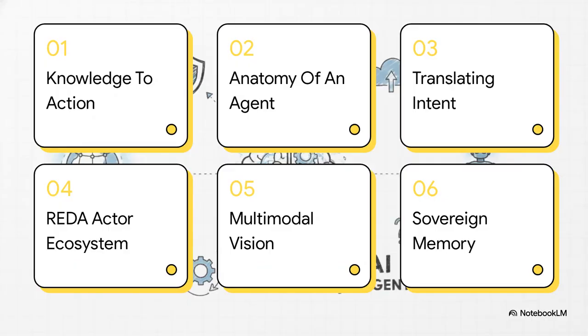Real quick, here's our roadmap for today. We're going from knowledge to action, checking out the anatomy of an agent, translating intent with AWL, the RITA actor ecosystem, multimodal vision, and finally, sovereign memory and security. All right, let's get into it.